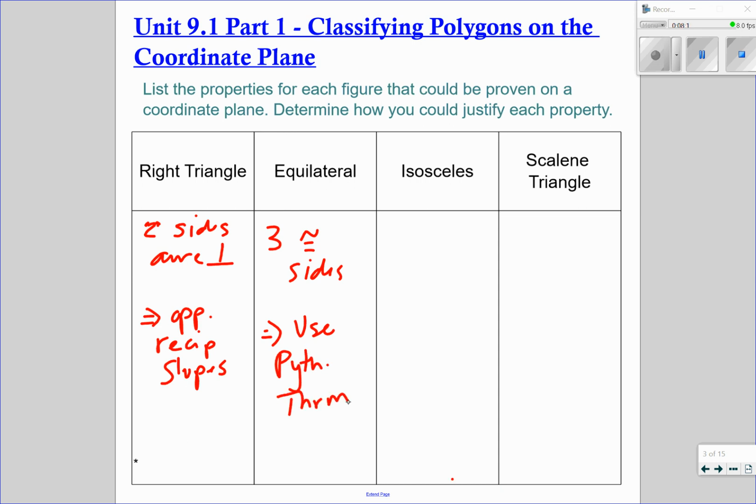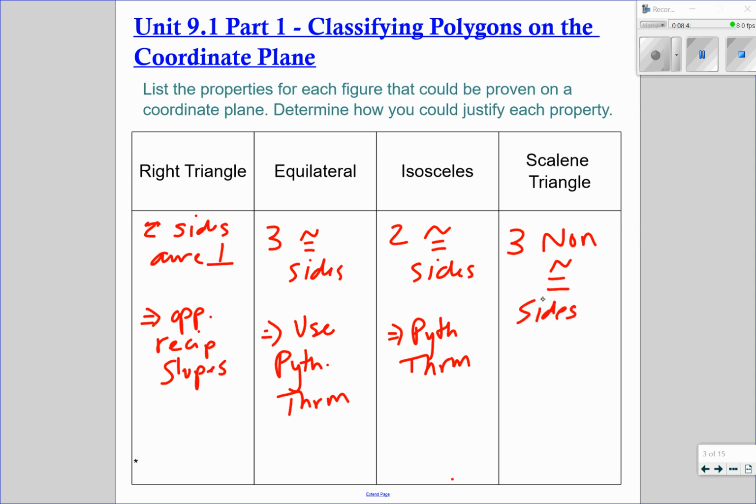which you guys should know by now is a squared plus b squared equals c squared. Okay, isosceles triangle, we would show 2 congruent sides, and then we would simply go ahead and use Pythagorean theorem there. We're resorting to the Pythagorean theorem instead of the distance formula just for the sake of efficiency. It's a lot easier to go ahead and draw triangles on your graph than it is to use your distance formula 3 different times. And last but not least, for a scalene triangle, we would have to show 3 non-congruent sides. And with that, we would still use the Pythagorean theorem.